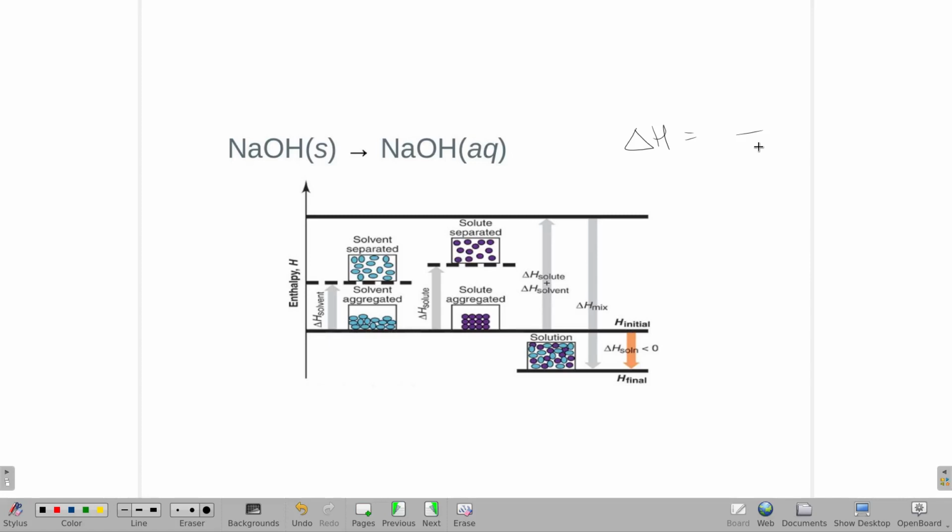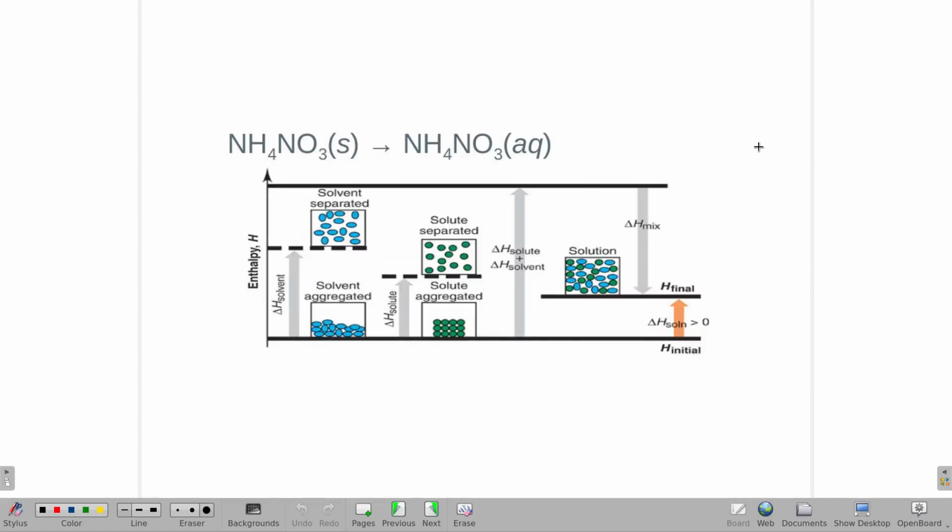All right, so we have an exothermic reaction that happens with solvation. We also have the possibility of endothermic. So I have ammonium nitrate here. Same type of process. We're just dissolving that solid in water. We have the positive energy from the solvent and the solute separating, but when they come back together, we don't get nearly as much energy back. This particular reaction is endothermic, so it has a delta H that's actually positive.